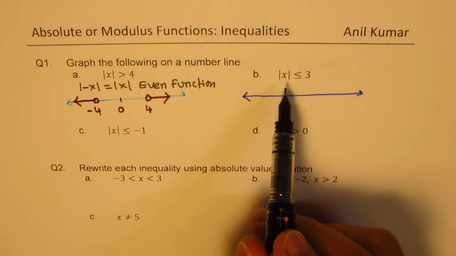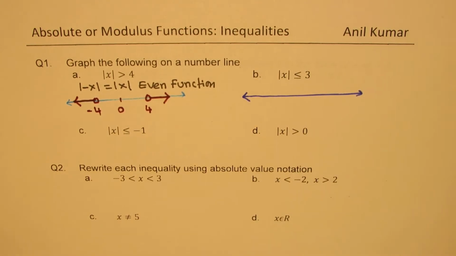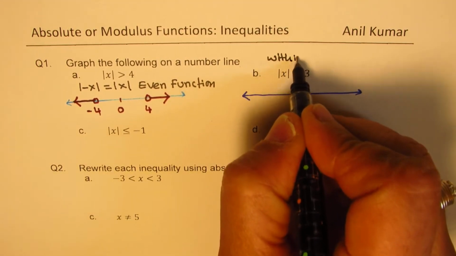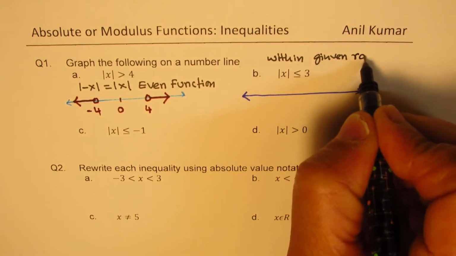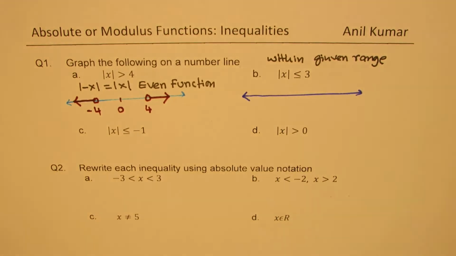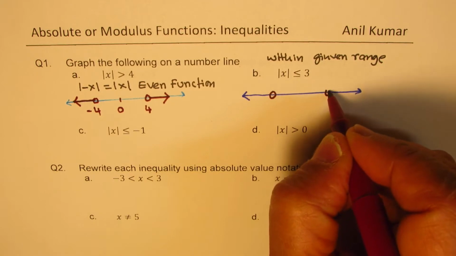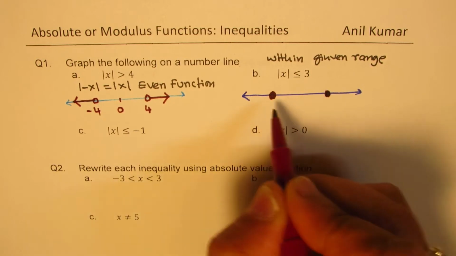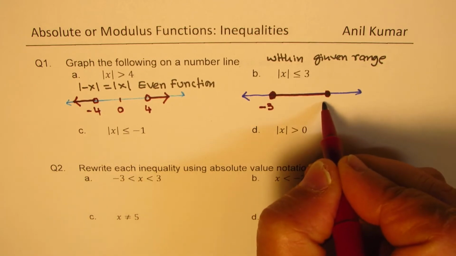The second one here is absolute value of x is within this interval of 3. So we are trying to understand here with the concept that when we say it is like this, that means it is within a given range. So that is how you could correlate it, and therefore we will say this is something which is within, and it also includes the endpoints, since less than or equal to means you'll fill this up. So these open circles will be filled up, and that is how you get there. So it is from minus 3 to plus 3.